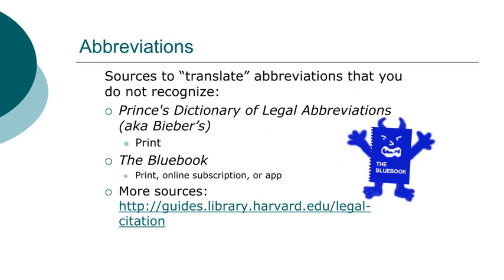Another really good source for legal abbreviations is a print-only source, Prince's Dictionary of Legal Abbreviations. This used to be called Beaver's. Some people will still call it this, so if you hear it referred to either way, it's the same source. And then there are some other sources for legal abbreviations that are discussed at this LibGuide.